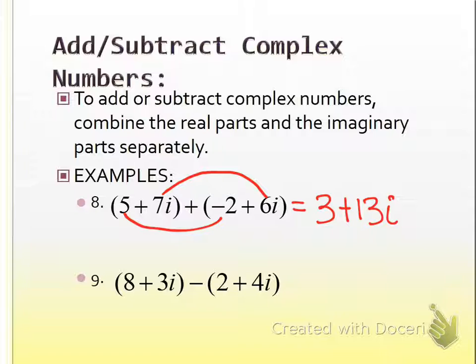Okay. Number 9 is a little bit trickier because we have to remember that we are subtracting. So I have 8 minus 2, which is 6. And we have 3i minus 4i, which is negative 1i. So if you want to put the 1, you can, or you could just put minus i. Either way works for me.